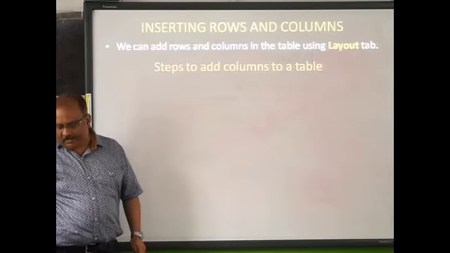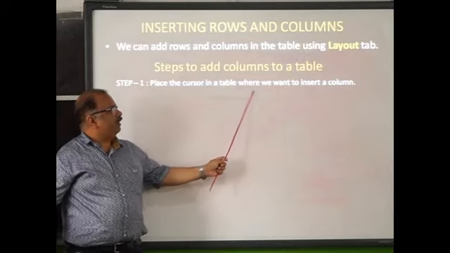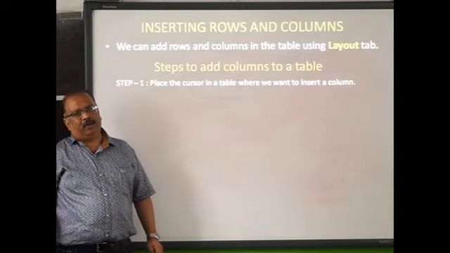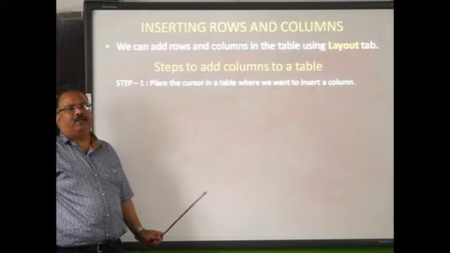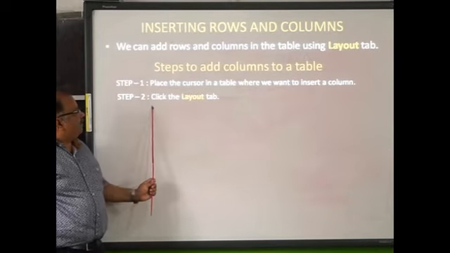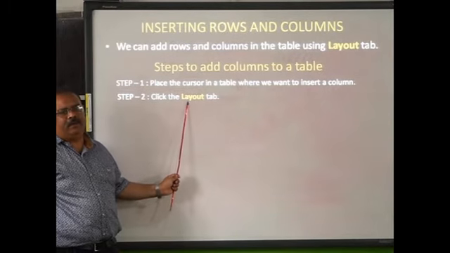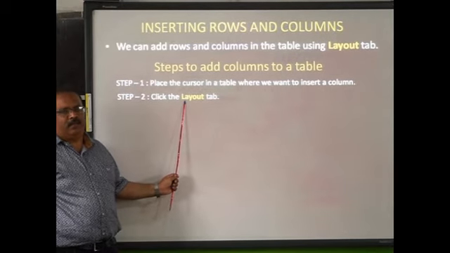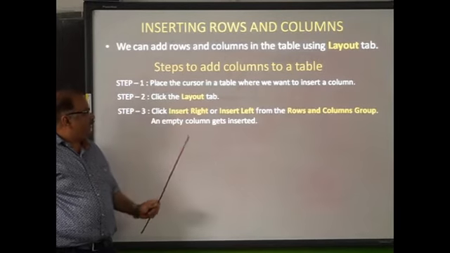Now the steps. The first one, what you have to do is place the cursor in a table where we want to insert a column. Okay. So just position your cursor wherever you want to insert a column. Then click the layout tab. Only this, if you remember, you can insert rows and columns. Very easy. So just click the layout tab.